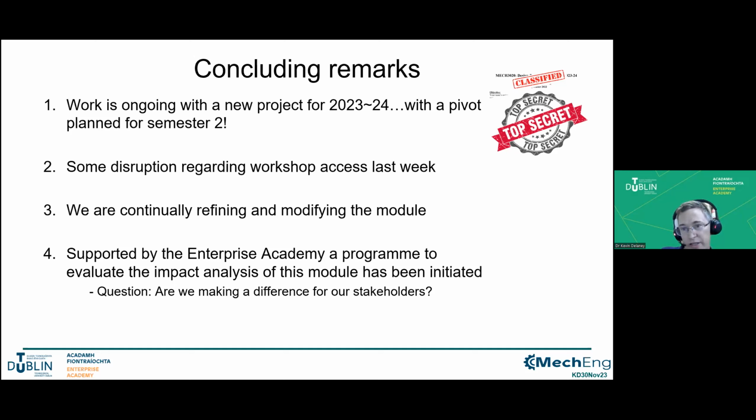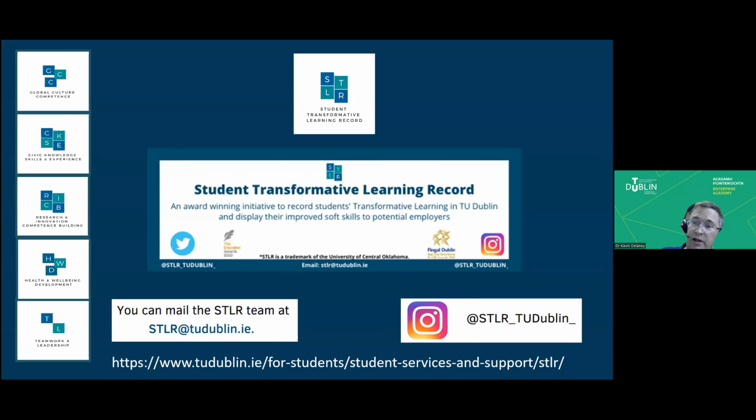Kieran mentioned the idea of trying to have an ability to certify transversal skills. Just to let you know, within TU Dublin, we do have a little program available. It's called Stellar, and it's basically specifically designed to try and record the students' transformative learning and to display their improved soft skills to potential employers. So if anybody is interested in finding out a little bit more, you can contact some of my colleagues there on the Stellar organization within TU Dublin.